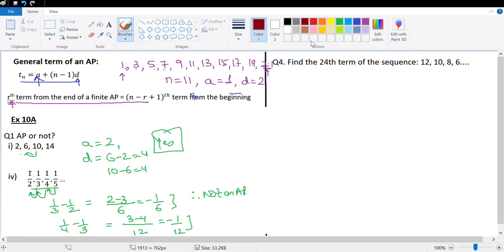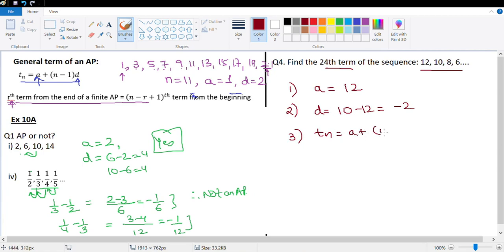Question number 4 says find the 24th term of the sequence. So to find the 24th term, we need to figure out the first term, which is A, that's equal to 12. Next, let's figure out the common difference. So D is equal to 10 minus 12, in this case negative 2. And we know Tn is equal to A plus n minus 1 times D.